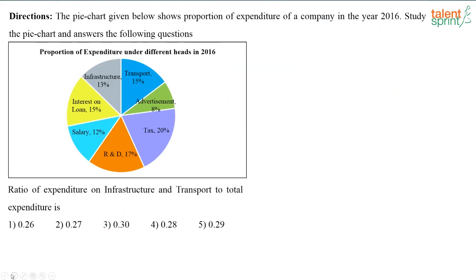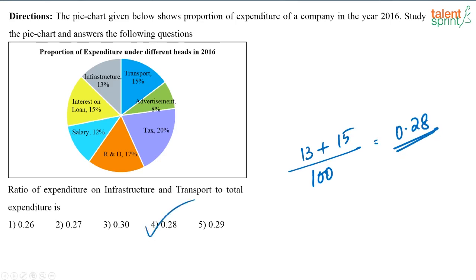Next, ratio of expenditure on infrastructure and transport to total expenditure is dash. See, what is the total expenditure? If the total expenditure is 100%, right, or 100, what is the expenditure on infrastructure? 13. Transport is 15. So what is the ratio of expenditure of infrastructure to total expenditure? 28 by 100 or 0.28. Very, very straightforward question. Answer is option 4.